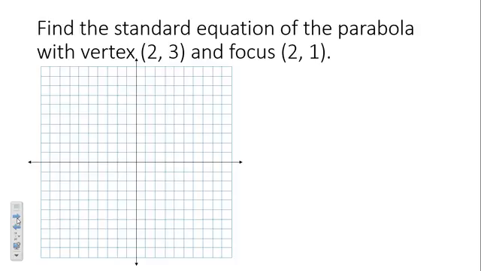Now we want the standard form of an equation of a parabola that has a vertex of (2, 3) and a focus of (2, 1). So again, crude sketch doesn't have to be perfect, but we want to at least see what we're working with. So we don't have to memorize a bunch of formulas. So vertex (2, 3). Focus (2, 1).